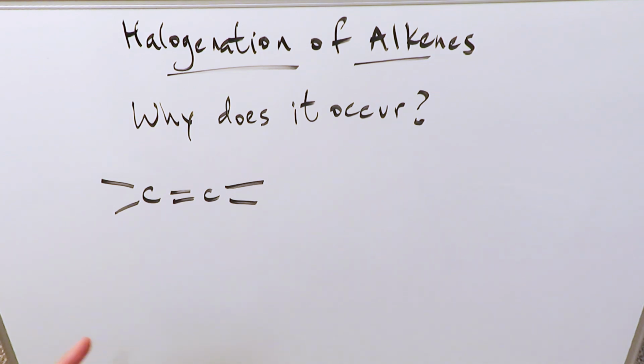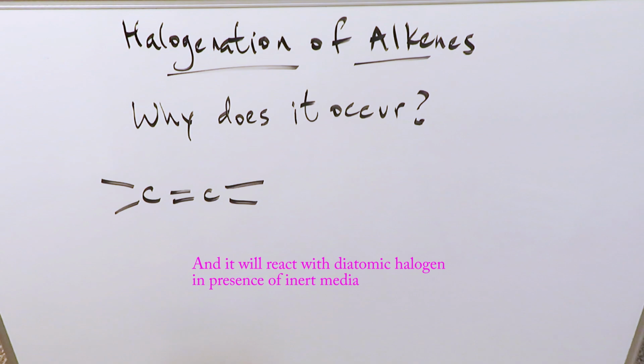Halogenation of alkenes. Why does it occur? When intuitively one would think it should not occur because of the electronegativities that are involved. But in this video we will examine why and how you can halogenate an alkene. Everything will start here with the representation of the alkene.